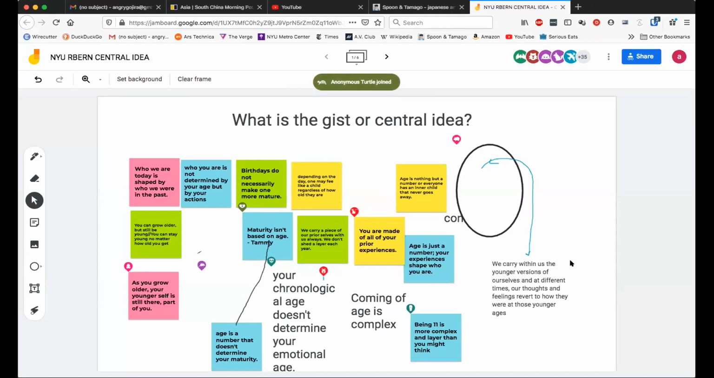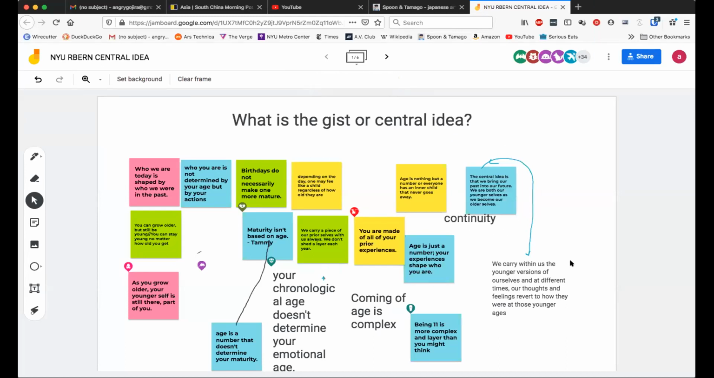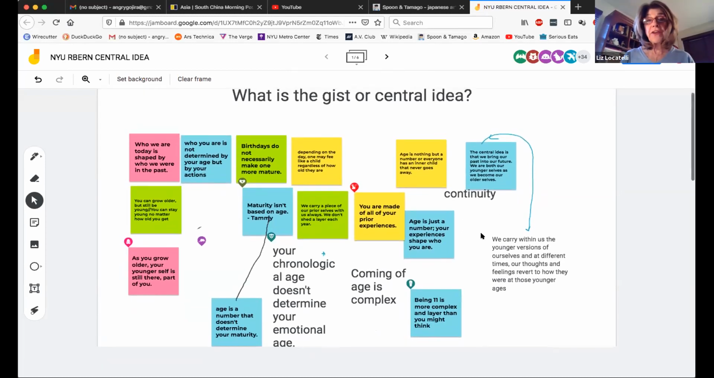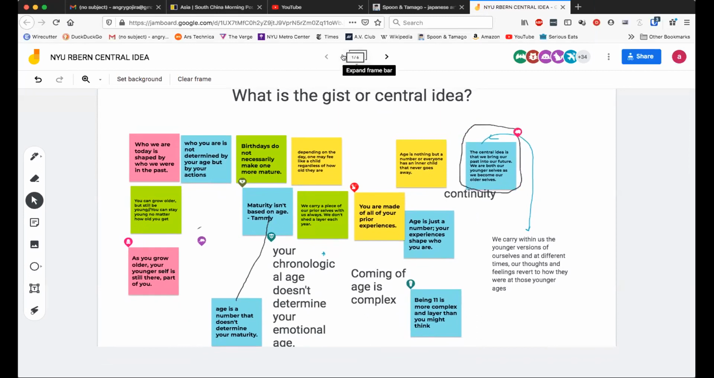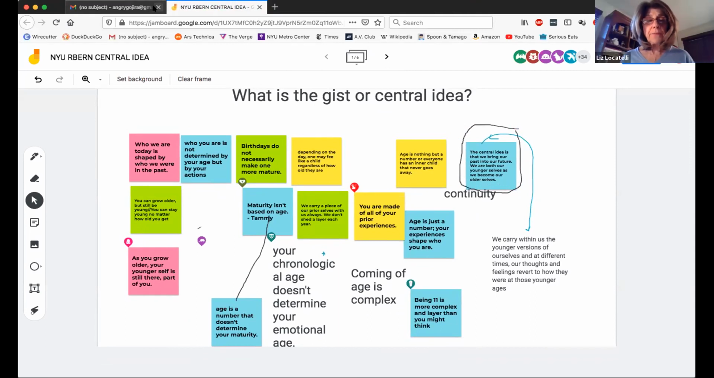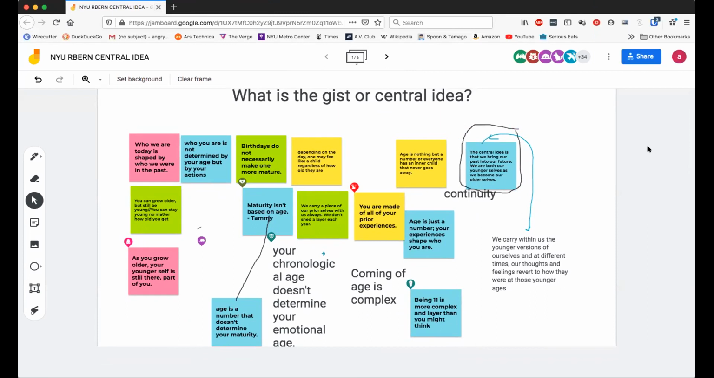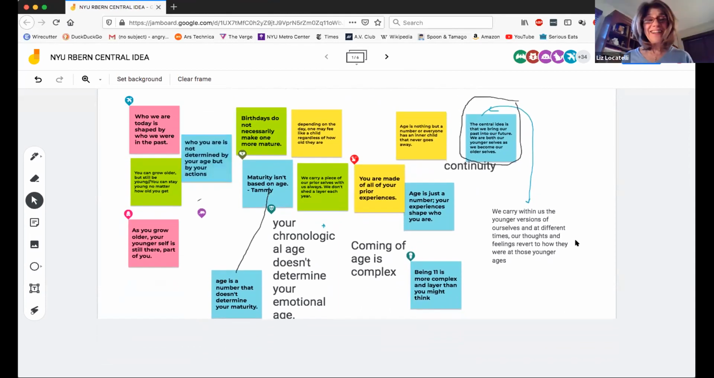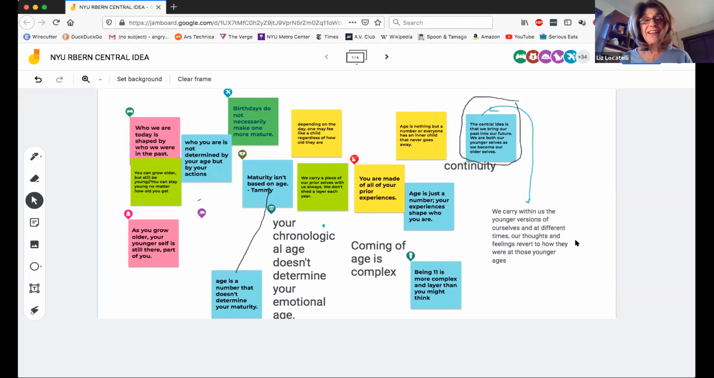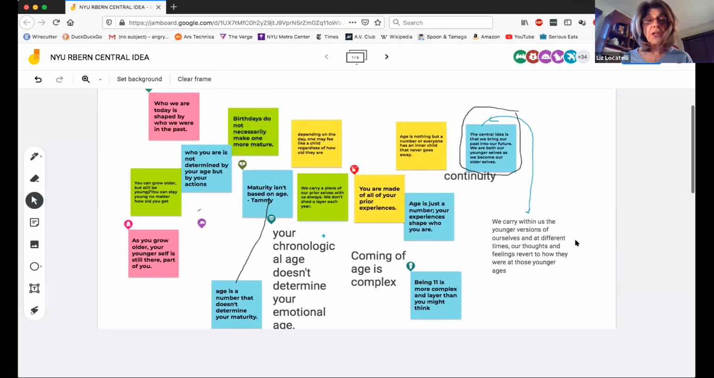So someone said that your chronological age doesn't determine your emotional age. Another one is coming of age is complex. I like that one too. Birthdays aren't always fun. Let's see, is that one there? Okay, so what's another one? Say that again. Birthdays aren't always fun. The one I was trying to put on. I put the apostrophe in the wrong place. Okay, one more. You mentioned one.